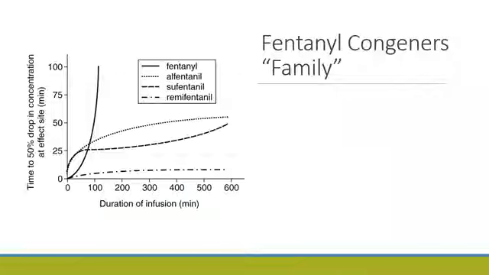And so that's really what we see in this diagram here. You can see on the y-axis, that's the time to get a 50% drop in the concentration at the effect site, which would be the brain or the central nervous system. And then below on the x-axis, you can see that's the duration of infusion. So how long, in terms of minutes, have we had these infusions of these medications going, and then we turn them off, and how long does it take to get that resultant 50% drop in concentration.